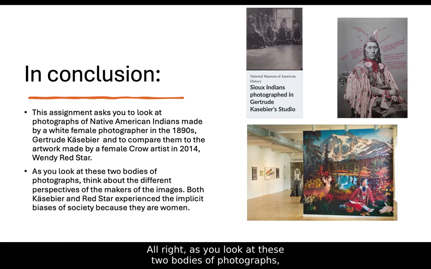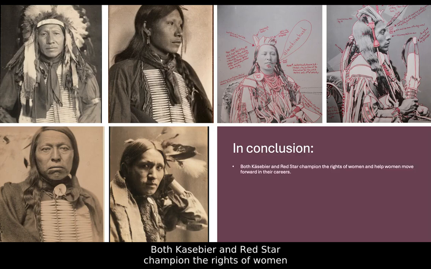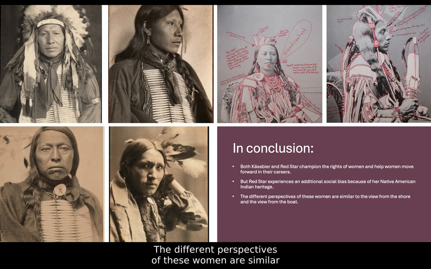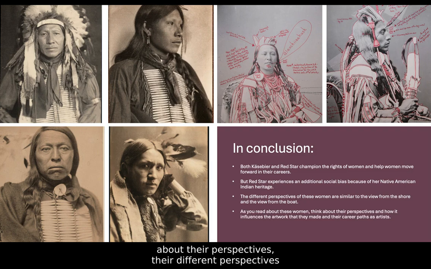All right, as you look at these two bodies of photographs, think about the different perspectives of the makers of the images. Both Kasebier and Red Star experience the implicit biases of society because they're women. Both Kasebier and Red Star champion the rights of women and help women move forward in their careers. But Red Star experiences an additional social bias because of her Native American Indian heritage. The different perspectives of these women are similar to what we could say the view from the shore. So you could sort of think about the Indians, the Native Americans, the first people standing on the shore and looking out to the ocean as the colonizers come in the boat. And then the view from the boat. So Gertrude Kasebier would be of European background who came and colonized North America. And as you read about these women, think about their perspectives, their different perspectives, and how it influences the artwork that they made and their career paths as artists.